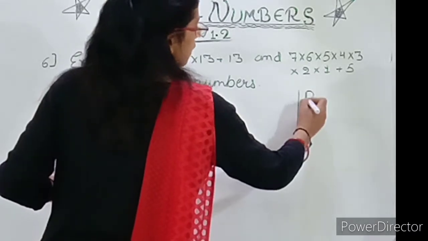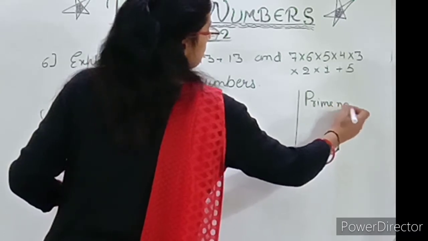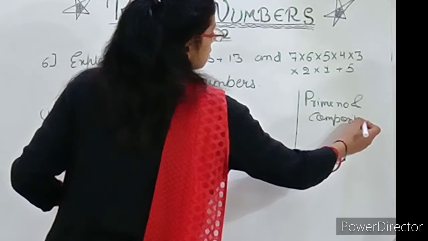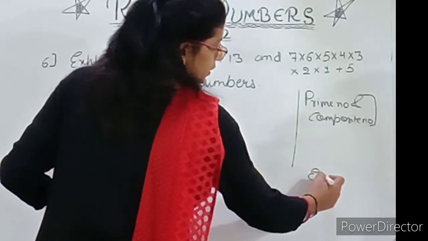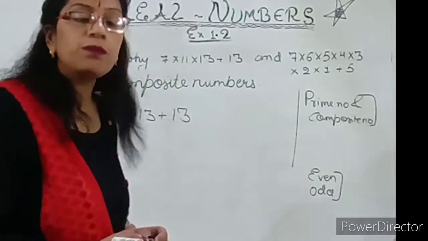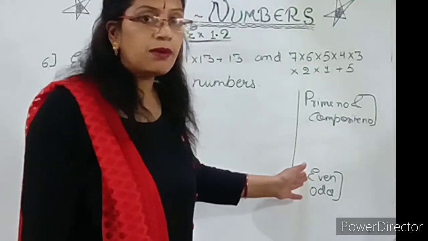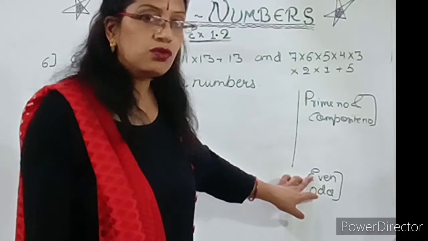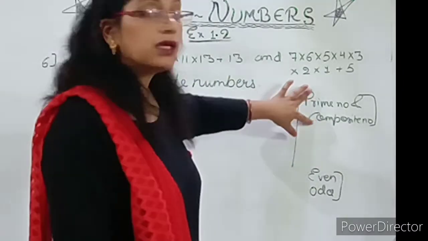We have two kinds of numbers, prime numbers and composite numbers. ठीक है, prime numbers and composite numbers. So these are the pair of prime number and composite number, and there is a different pair of even number and odd number. Even and odd are different, prime and composite are different. Even and odd means which is divisible by 2 are even, and which are not divisible by 2 are odd. This is a different group, and a different group is prime and composite numbers.